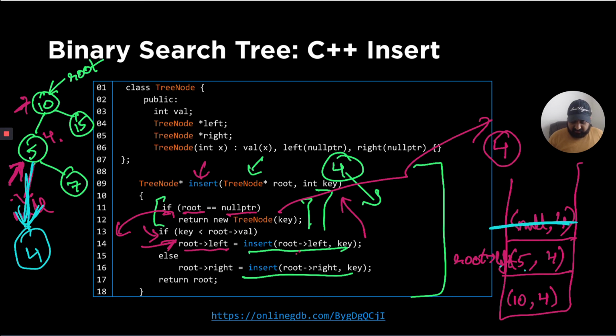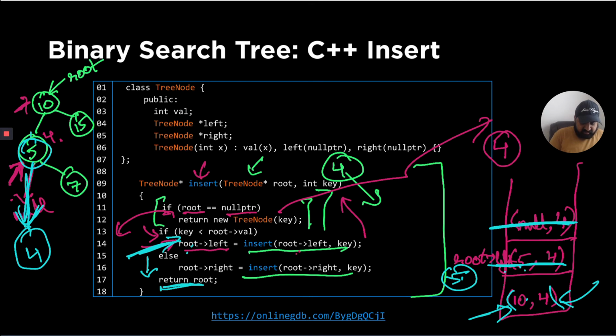Now that means this function has terminated, and if we go back to the previous function, although we have executed this statement, it will still keep going and return the root, which is in this case 5. So the tree rooted at 5 will be returned back to the previous function call, to the original tree's root, which is 10, so this will automatically be attached. So that's how the recursion is working.